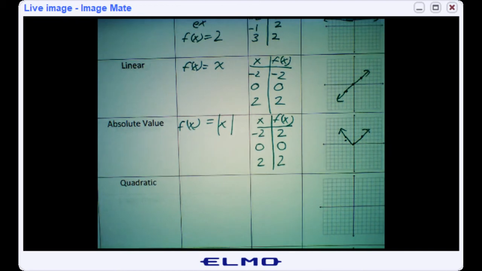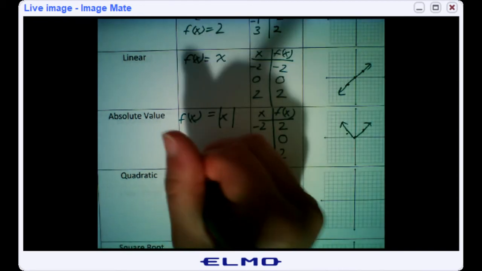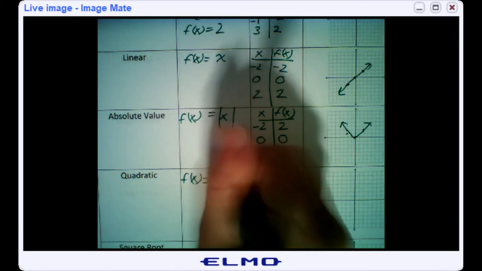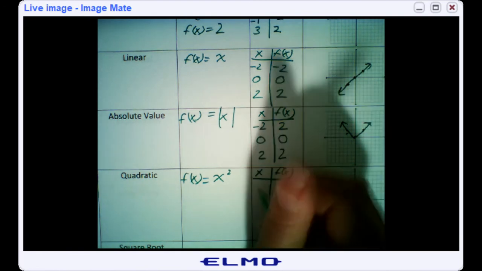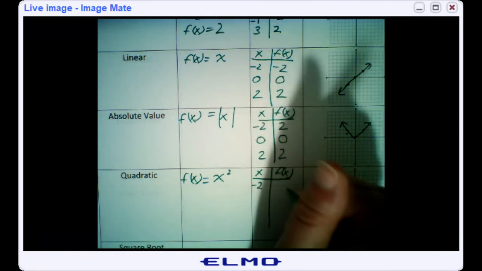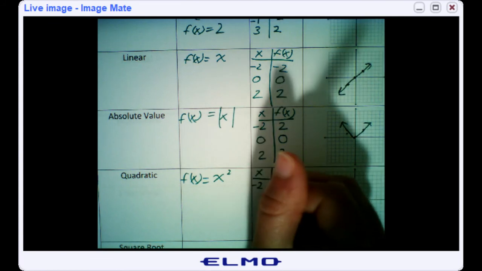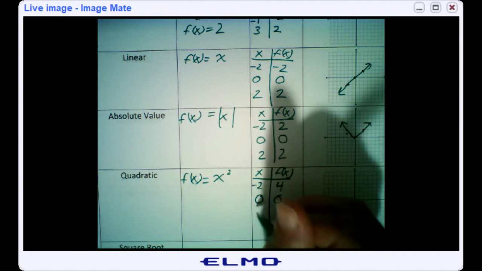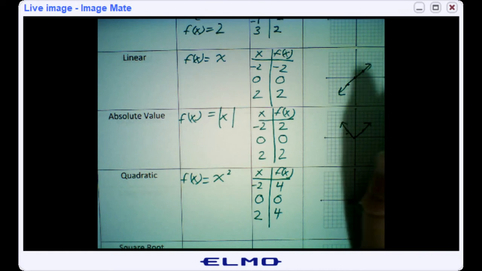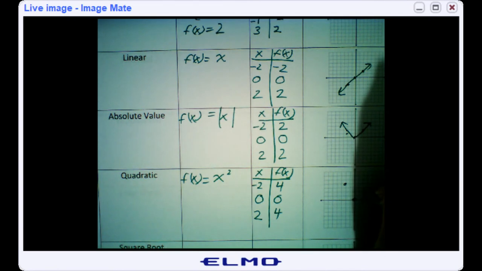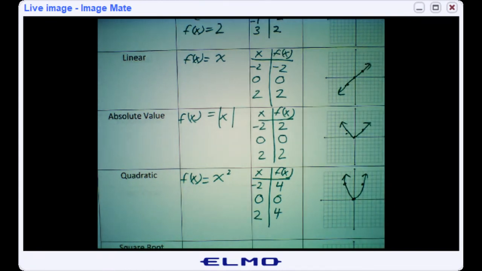Next, we have our quadratic. That's going to be f of x or y equals x squared. So we're going to just take our x values and we're going to square them. So if x is -2, -2 squared is 4. If x is 0, 0 squared is 0. And if x is 2, 2 squared is also 4. However, this one is going to be more of a U shape, even though it still has a vertex or turning point, similar to the absolute value.